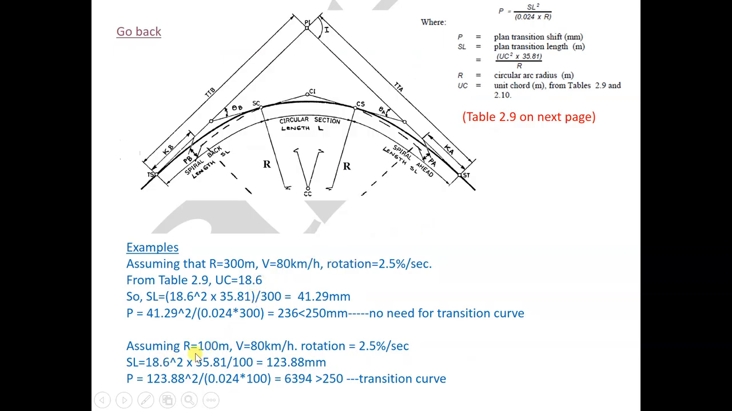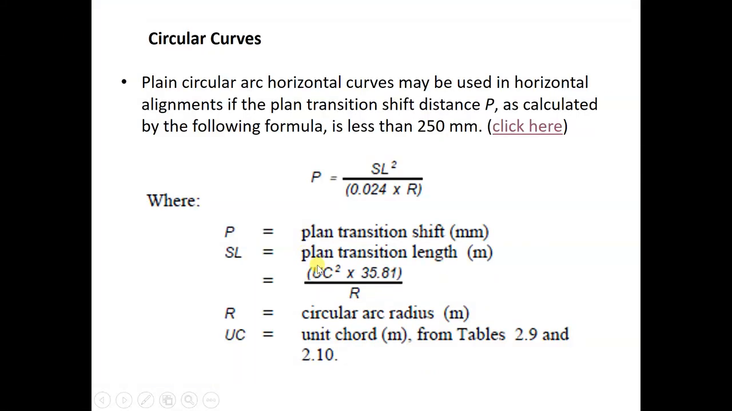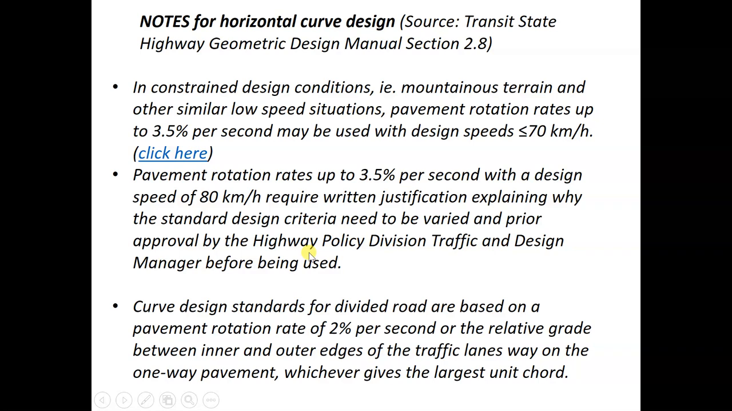So if the radius is down from 300 to 100, the speed we still keep as 80, the rotation is the same. SL equals 123.88, and then the P is so much bigger, 6394, which is greater than 250, so we have to implement the transition curve. Okay, now for the horizontal curve design.